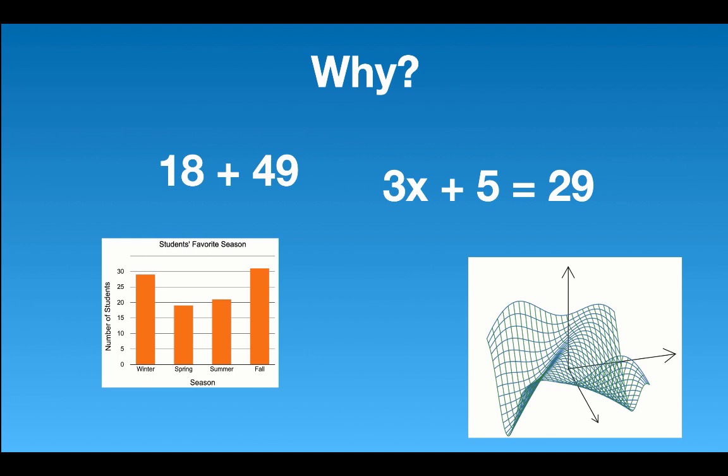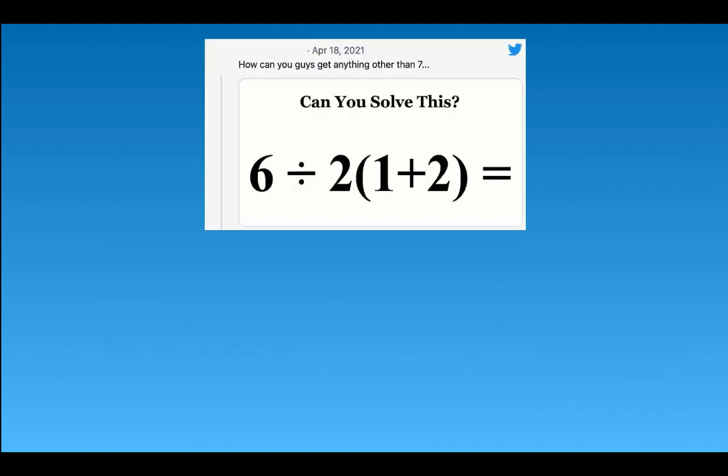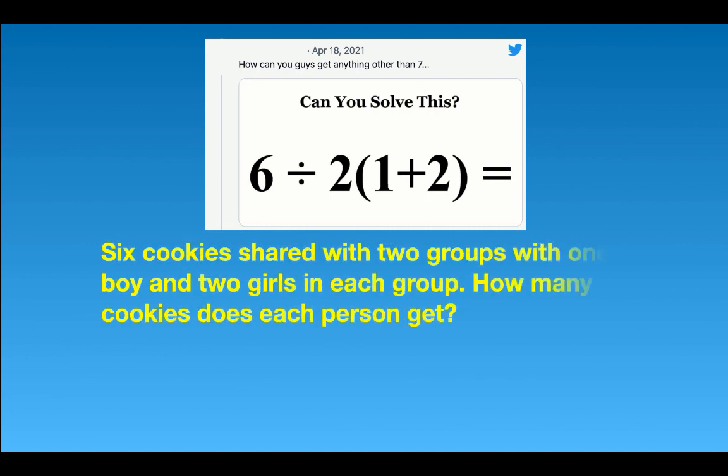Ultimately, as humans who use mathematics, the goal of writing expressions like this is to communicate mathematical meaning to an audience just as authors communicate their ideas. Precision and clarity is key and really can come in many different forms. So let's take a look at this expression. Whoever wrote this expression could have added a context to convey his or her meaning about what this expression was about. Here's a context that I came up with. 6 cookies are shared with 2 groups, and each of those groups have 1 boy and 2 girls in it. How many cookies does each person get?